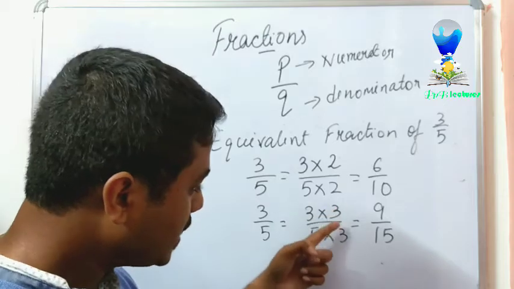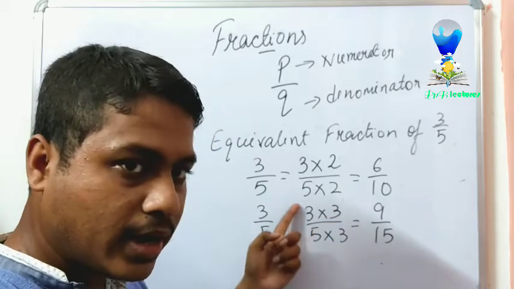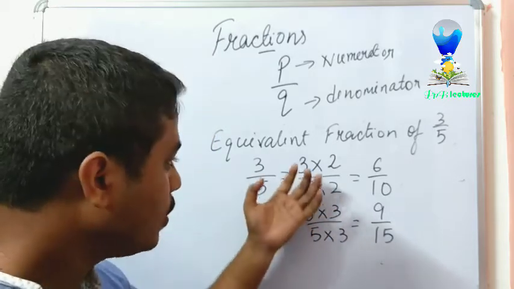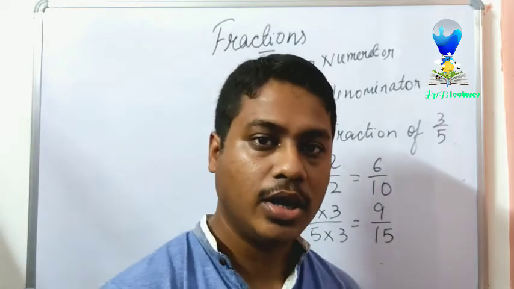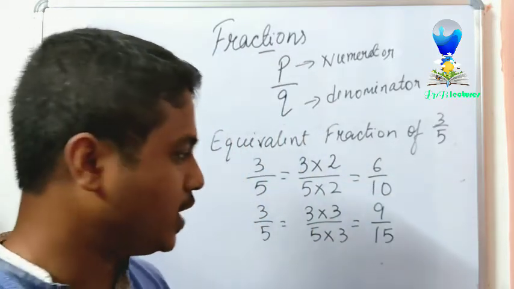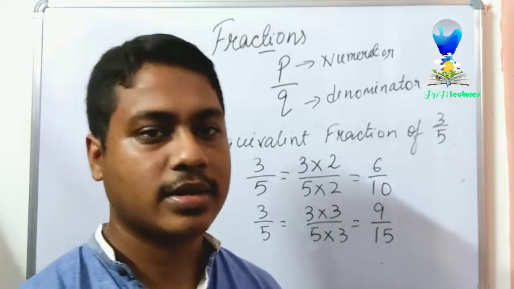How? If I cancel this 3, what will you get? You will get the number as 3 by 5. So this is your equivalent fraction. You can calculate 3 more equivalent fractions and you can show me in the next class.